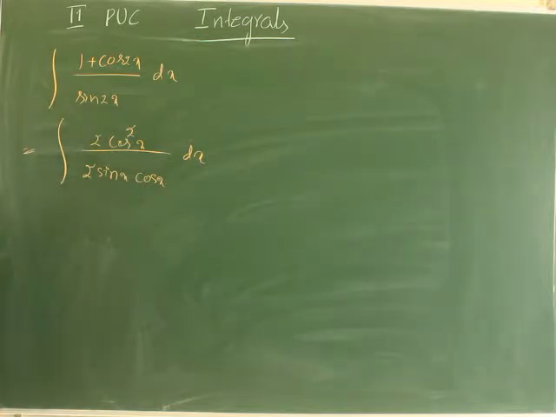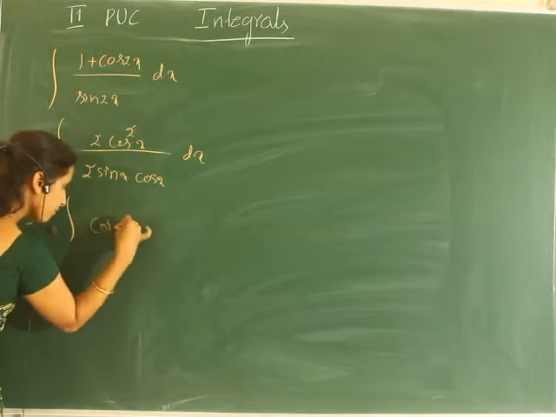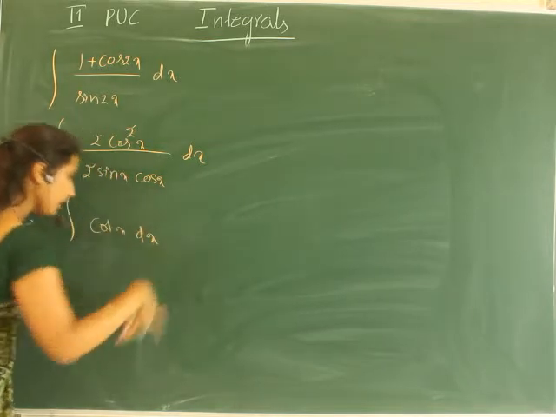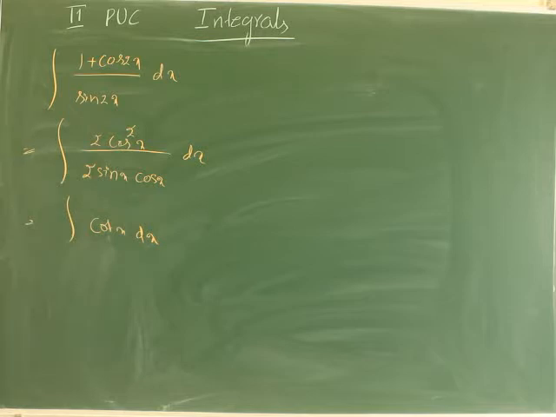So 2 can be cancelled, and one cos can be cancelled. We get cos by sin, so cos by sin will be cot. Integral of cot x dx.